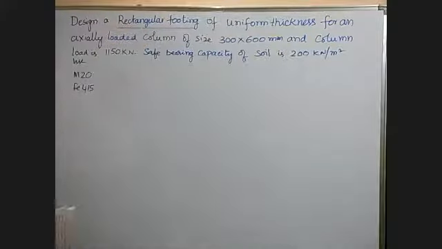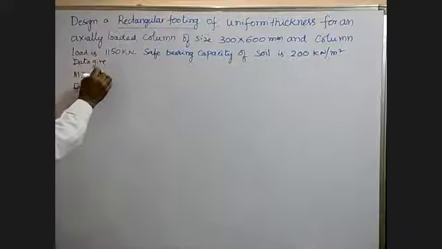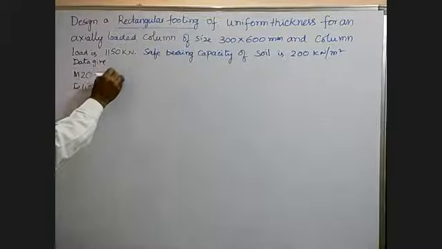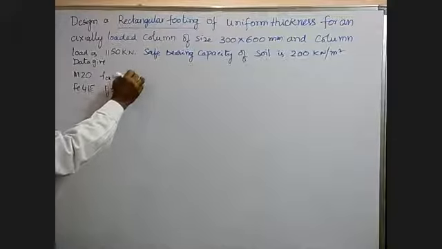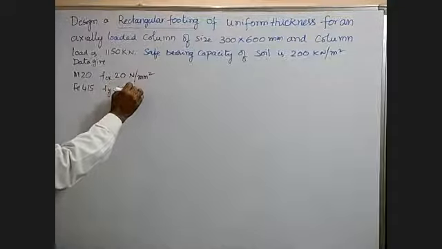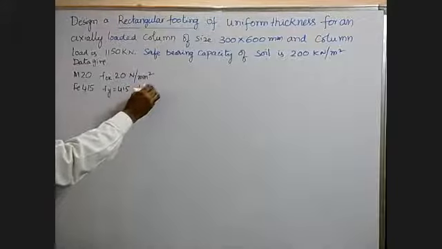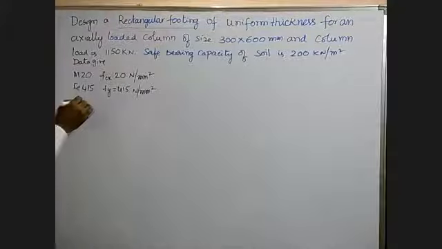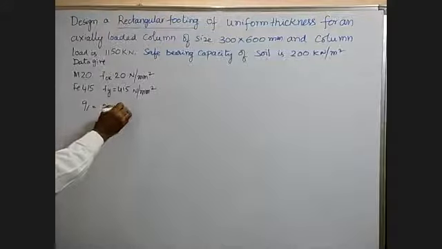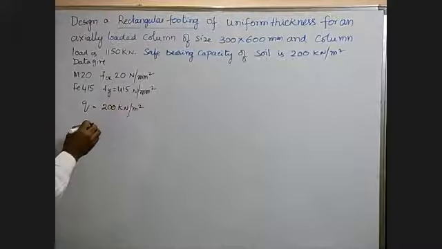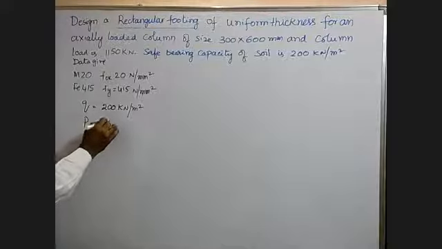Now you write the data given here. The data given is, FCK is equal to 20, FY is equal to 415. Better you write the units also. The safe bearing capacity Q is given as 200 kilonewton per meter square, and the column load PC is given as 1150 kilonewtons.